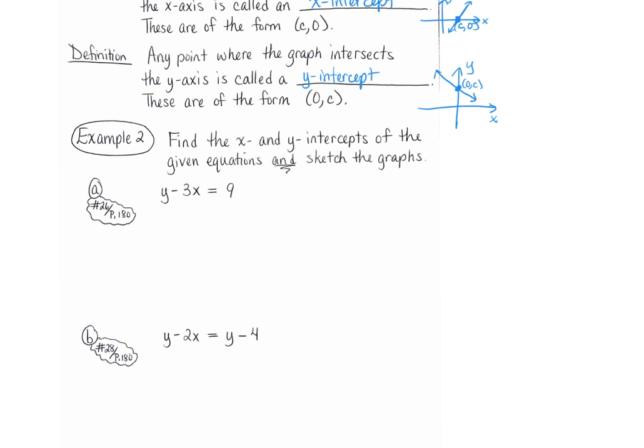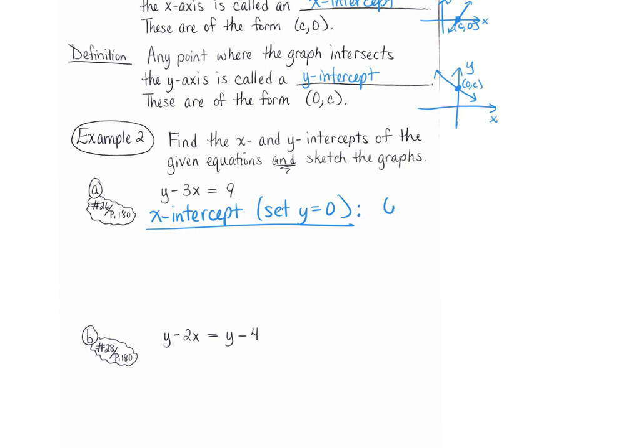And one thing to notice here, your x-intercept always has y equals what? 0. So if you want to find your x-intercept, you set y equal to 0 and you solve. Your y-intercept always has x equal to what? So if you want to find your y-intercept, you set x equal to 0 and solve. Okay? So to find your x-intercept, we're going to set y equal to 0, and we're going to solve.